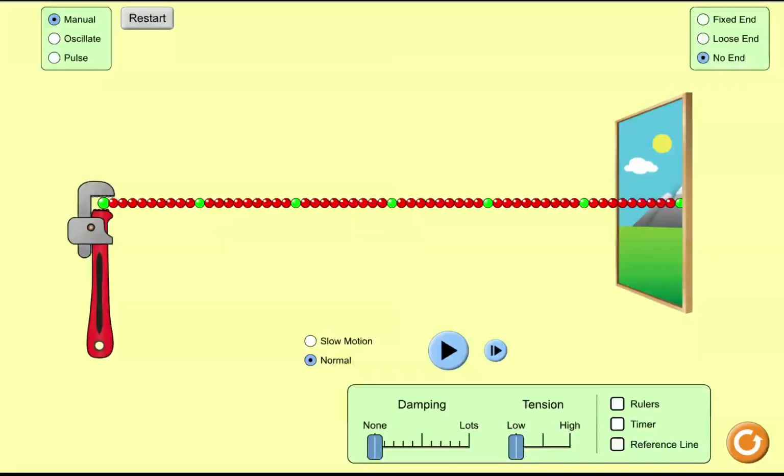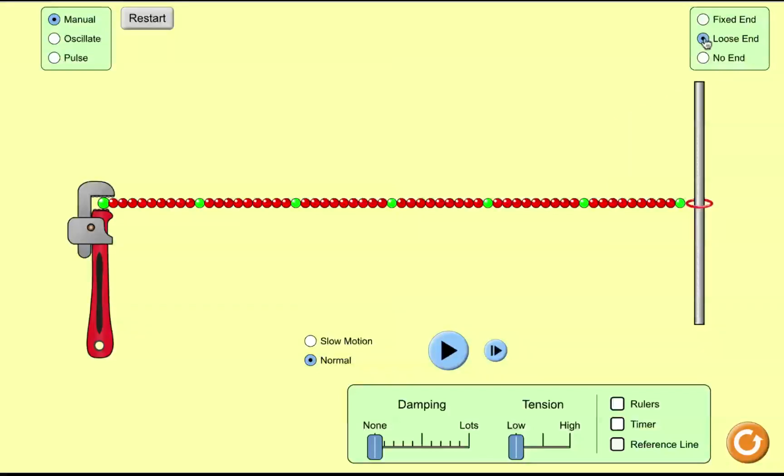Now there's one other interesting thing that I want to show you. Earlier on we looked at fixed end and we looked at no end. Now I'm going to look at loose end. So here is the last atom, the last particle, and it's modeled as attached to a ring. So this atom, you can say, moves freely up and down. There's no friction over here. And so let's see what the condition is when a pulse or a wave comes and hits this ring over here. Okay, so let's take a pulse and send it there.